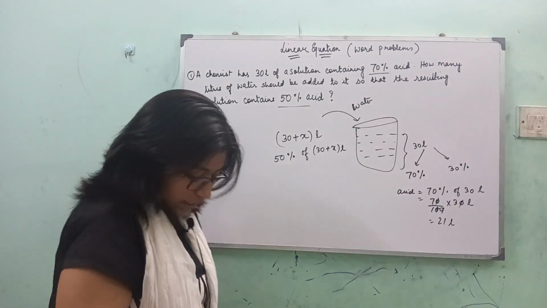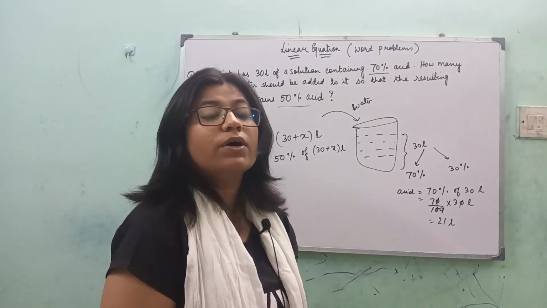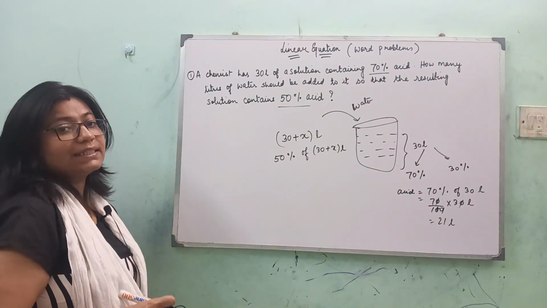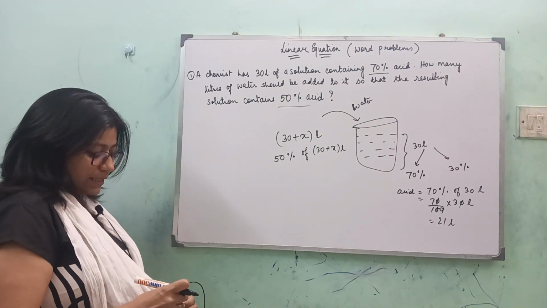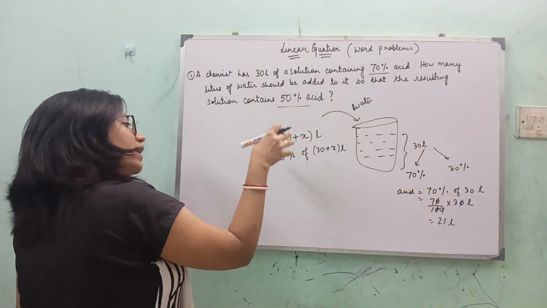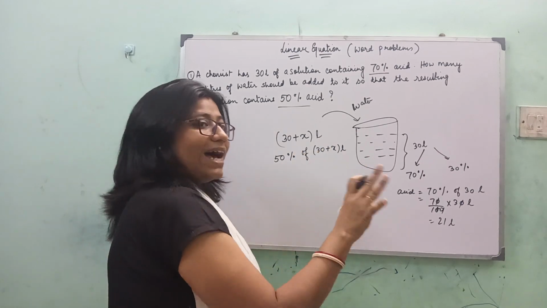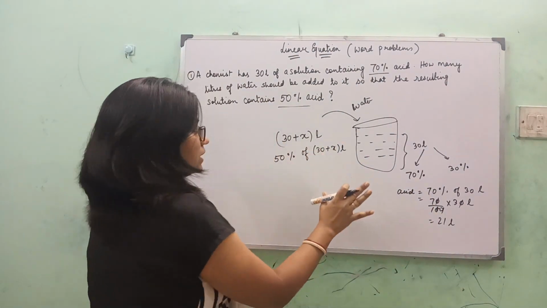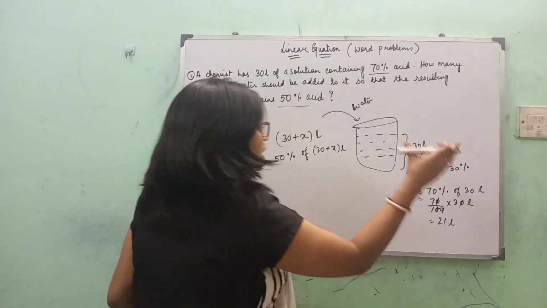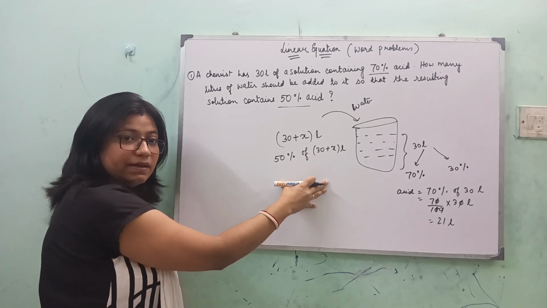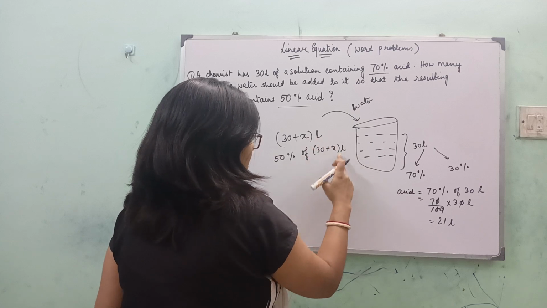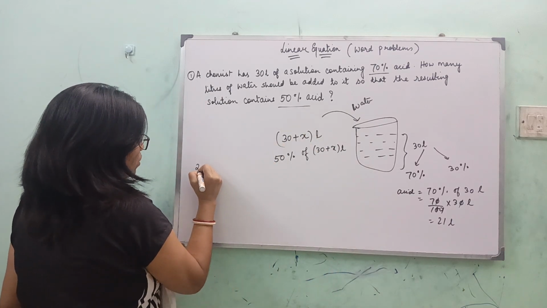But originally, in terms of quantity, the acid is the same. Acid is not being added. Whatever quantity of acid you had initially in the solution, the same quantity you have even now, because no acid was added. Just the percentage has changed. Acid was 21 liters here, and now also acid is 21 liters here as well.